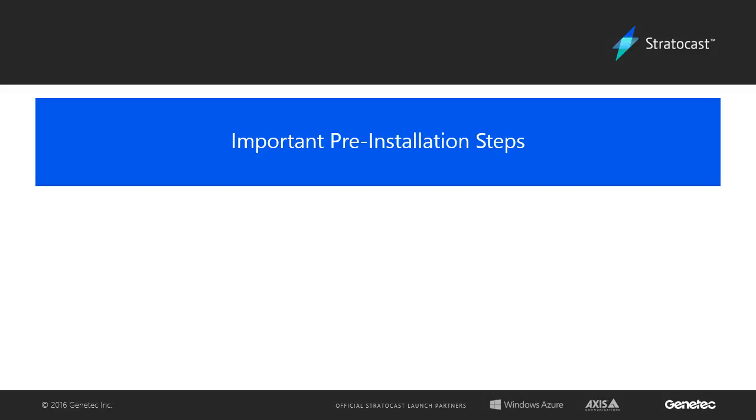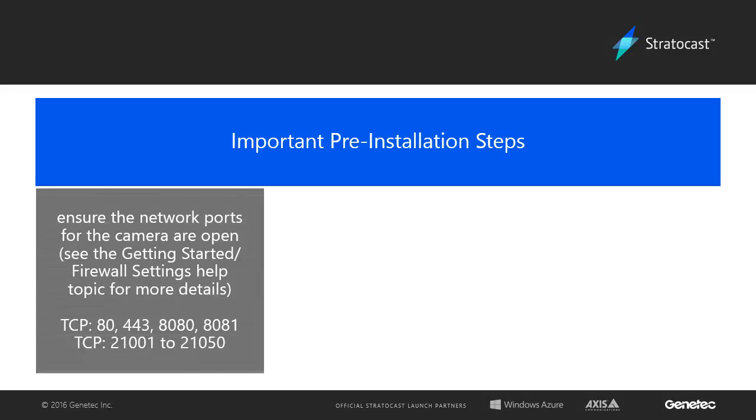We also recommend going through the same pre-installation steps as if we were adding a new camera. In particular, we should check the network ports to make sure the ones we need for the camera are open. The camera ports are provided here, but you can find the full list of ports in the online help under the Firewall Settings section from the Getting Started category.